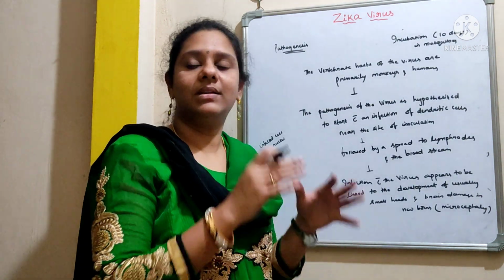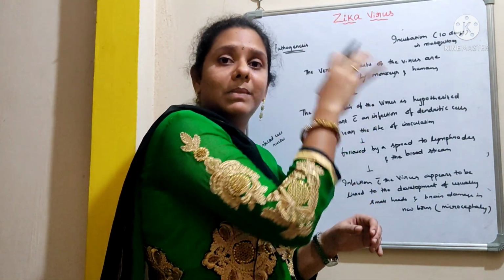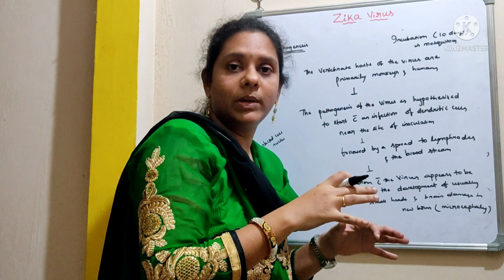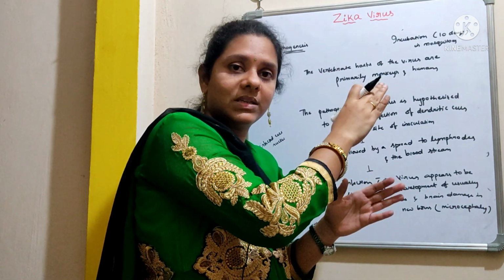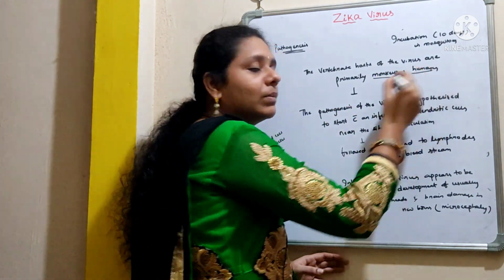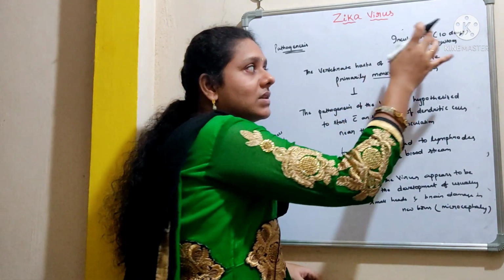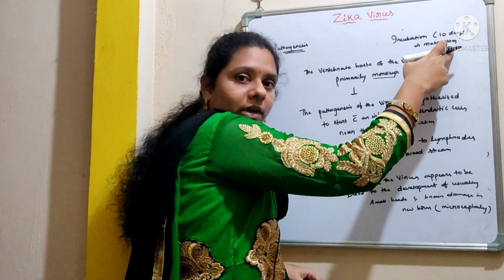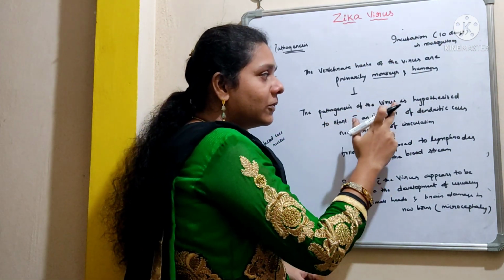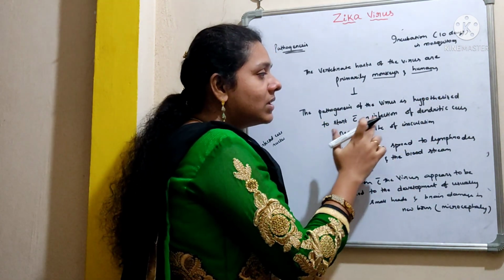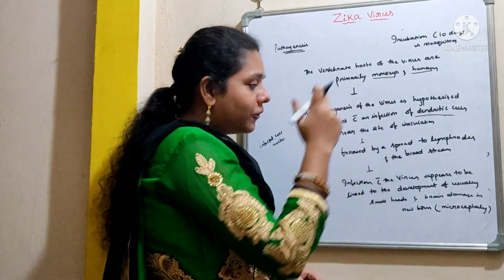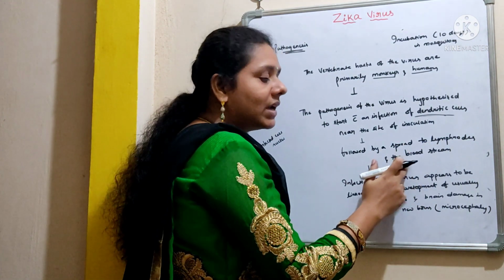Coming to the pathogenesis, the incubation period of this virus in mosquitoes is usually 10 days. Whenever this infected mosquito bites a human being, the virus is transmitted from the mosquito to a healthy human being, right? So what are the primary vertebrate hosts here? Monkeys and human beings are the hosts, right? So whenever this mosquito feeds on the blood meal of a human being, the virus will gain entry into a human being, right? The pathogenesis of the virus is hypothesized to start with an infection of dendritic cells near the site of inoculation, followed by the spread of virus to lymph nodes and into the bloodstream.